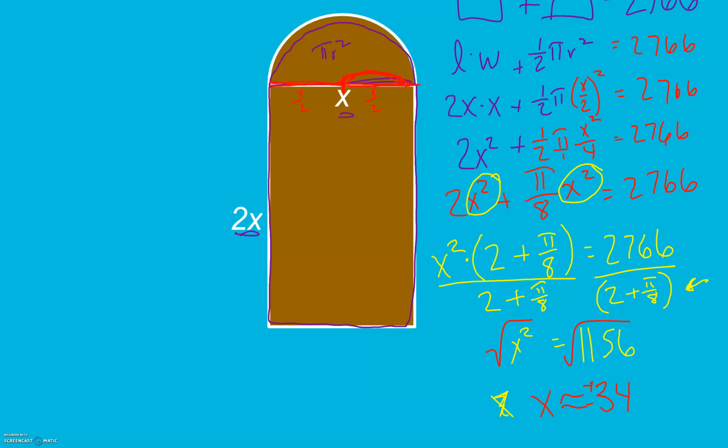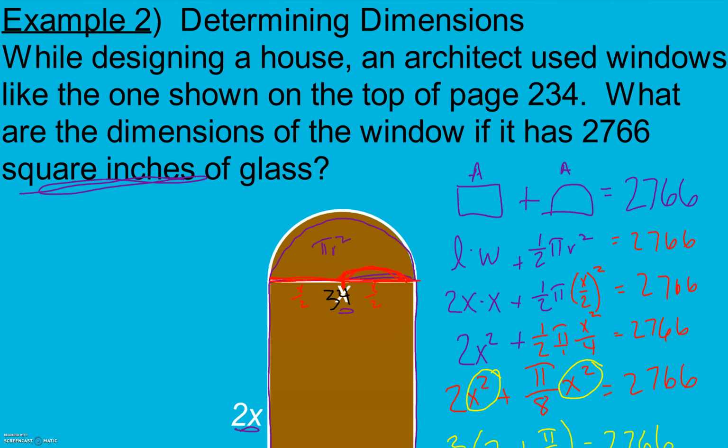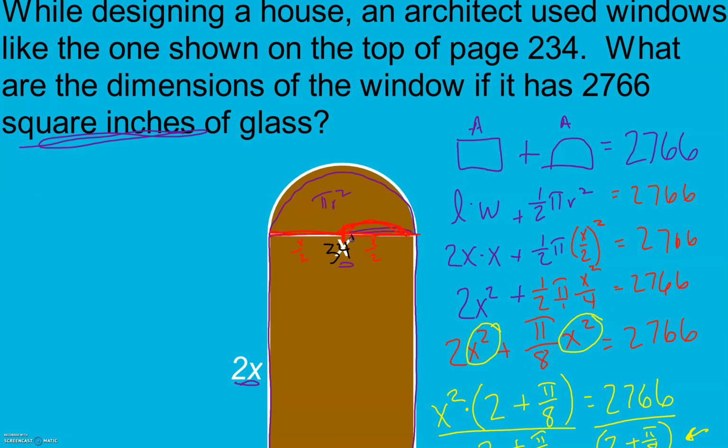Now, for what we're doing with this problem, though, we can't have a negative 34. We can't have a negative distance. So as far as our dimensions go, x is 34, and these are in inches, I believe. Yeah, inches. And 2x is going to give me 68 inches. So my dimensions are 68 by 34.